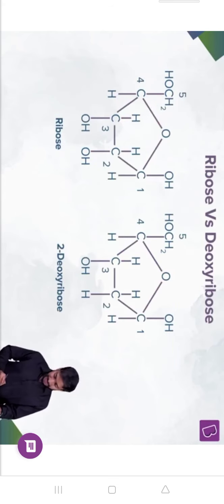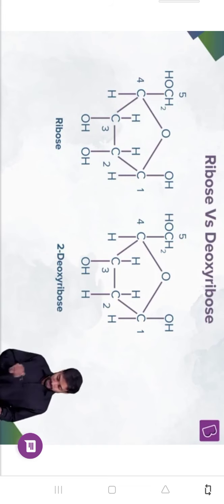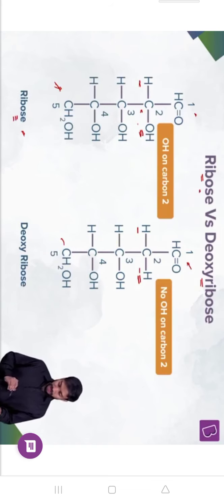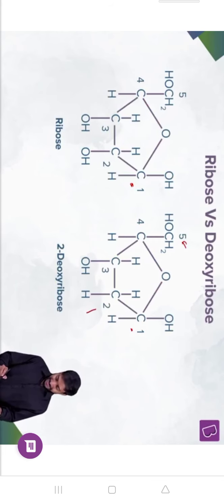This is a cyclic representation. Fine? Now again, try to relate. This is carbon number 1. So see here. After the cyclic form, this is carbon number 1 and this is carbon number 5. Got it? So can you figure out the difference? It's in the second carbon. Okay. So pentose.